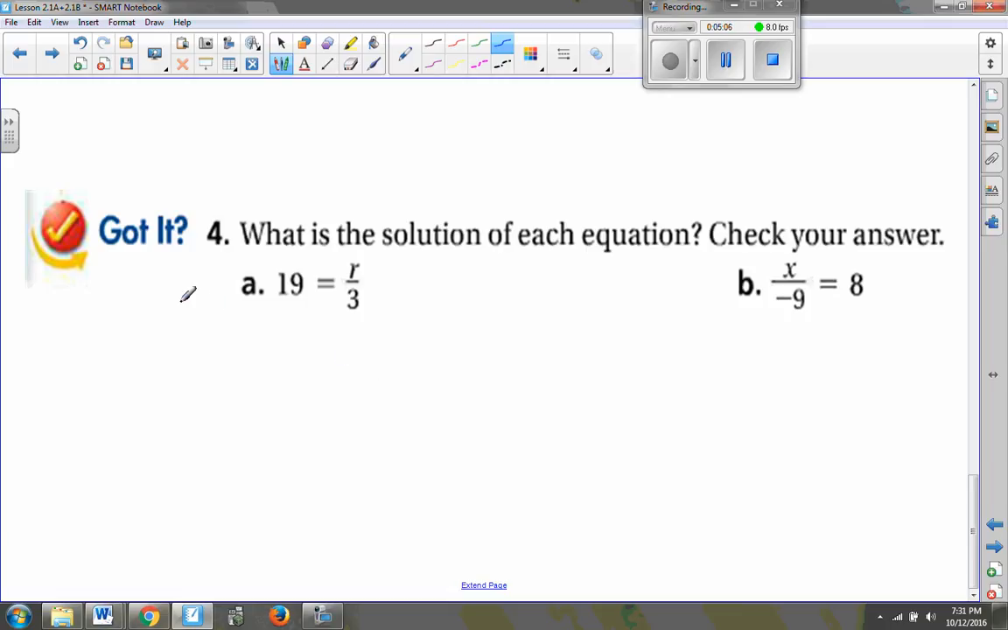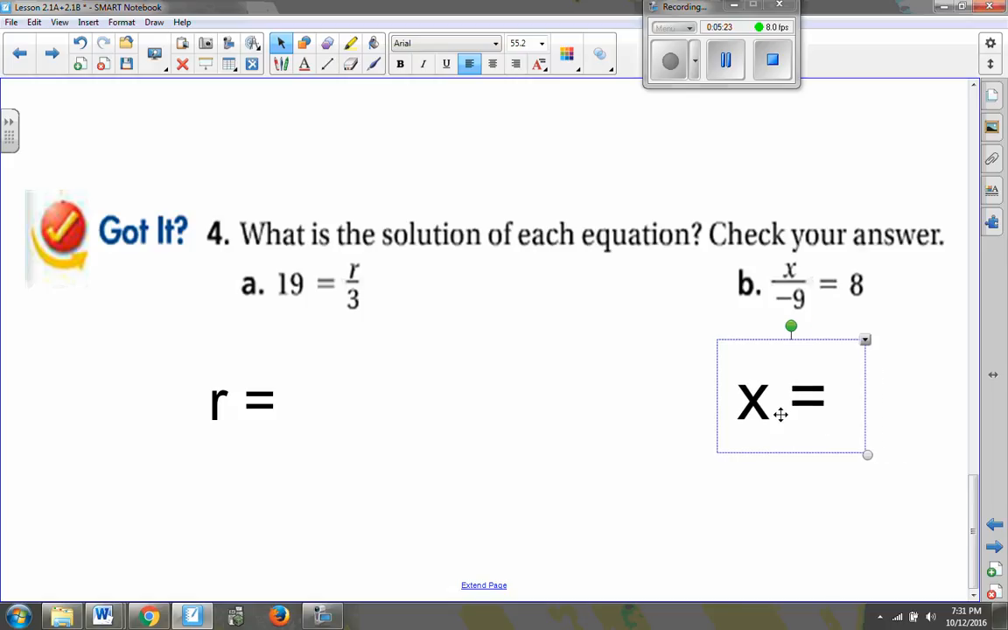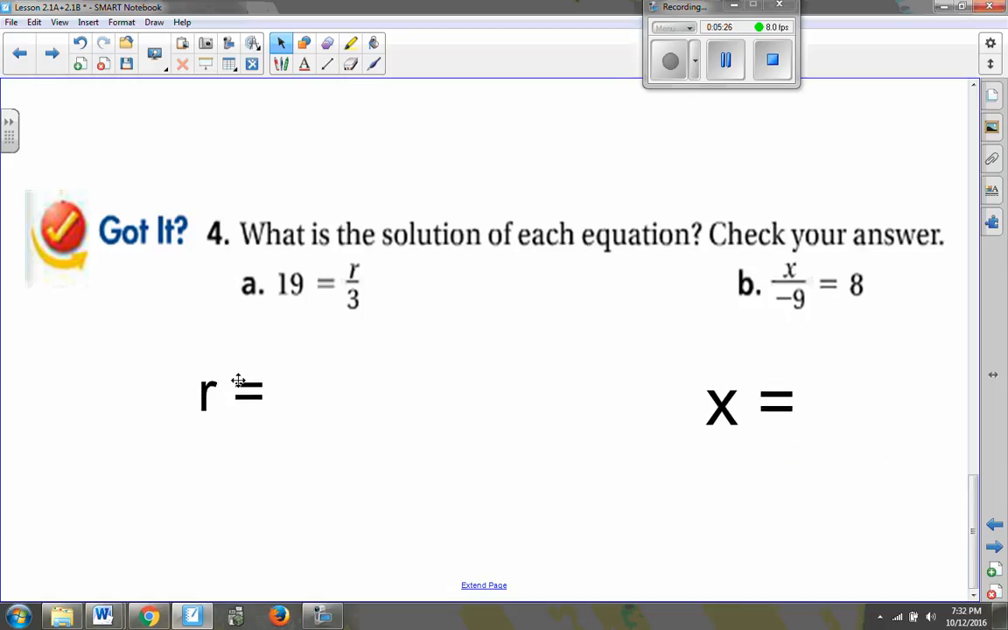Again, I'd like you to try that process a couple times as well. Take a look here at these two problems, letter A and letter B. Decide what is it that you're dividing your variable by in letter A, what is it that you're dividing your variable by in letter B, and then solve for the variable. Letter A should be r equals a number, and letter B should be x equals a number. Okay, r equals and x equals.